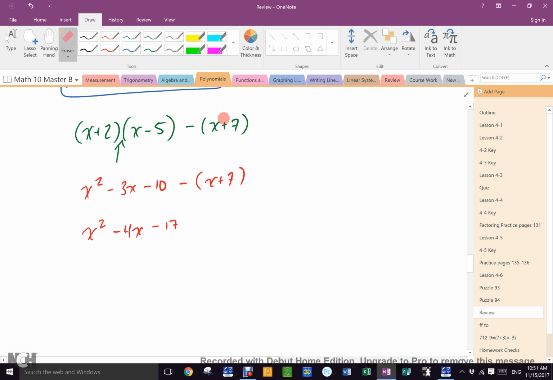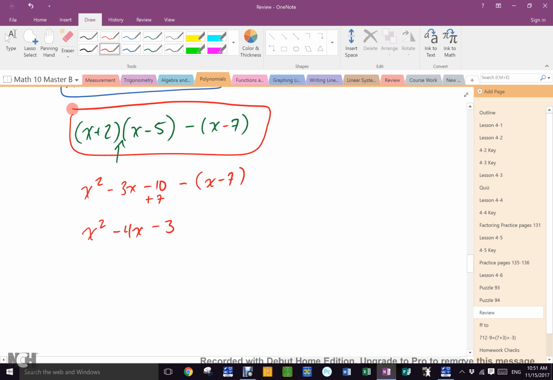What if I change this 7 to a negative? Then it's minus 7, which is what? Plus 7. Negative 10 plus 7 is negative 3. If you can handle that, you're in very good shape for half of your test tomorrow. The mistake a bunch of you are going to make is you're going to multiply here, even though that says subtraction.